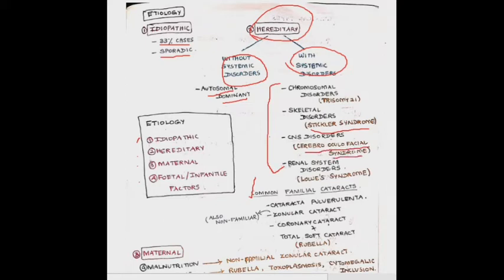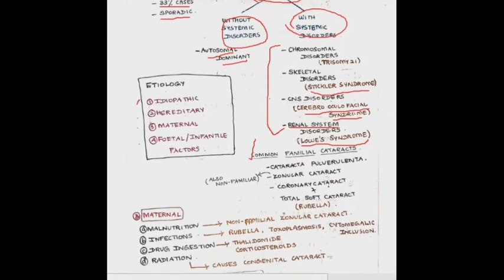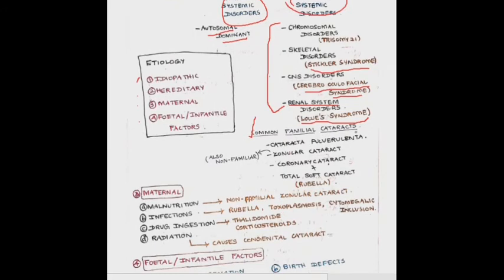Then renal systemic disorders. Among renal systemic disorders, Lowe syndrome is shown. We can see the features of Lowe syndrome in the upcoming pages. Then common familial categories. Common familial cataracts, these four will be discussed later in the types of congenital cataract. Then we would see about the maternal etiology.